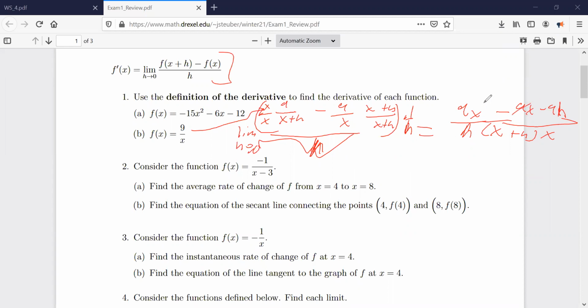So the 9x's cancel, and I'm left with negative 9h over h times x plus h times x. So the h's cancel, and I'm left with negative 9 over x squared plus x h, and then this is the limit as h goes to 0, and this guy disappears. So I get negative 9 over x squared. Does that make sense to people? Yeah. Cool.